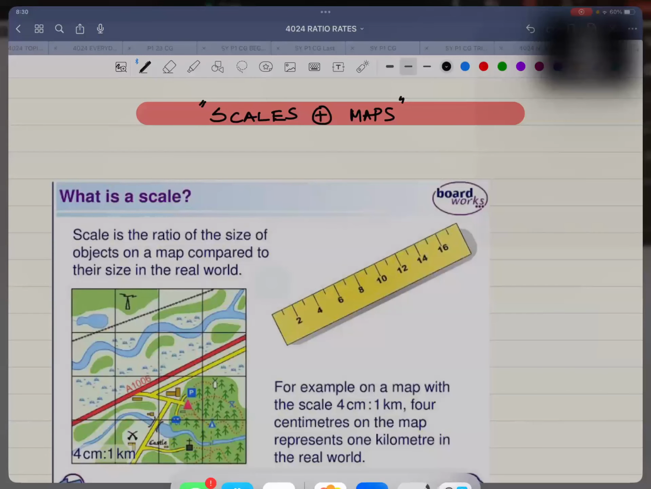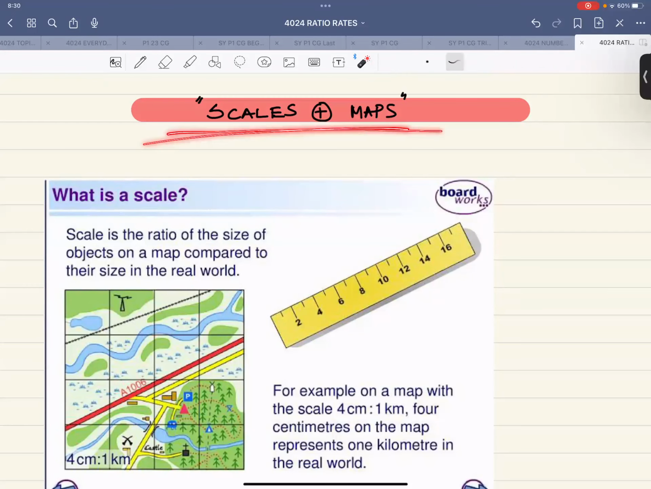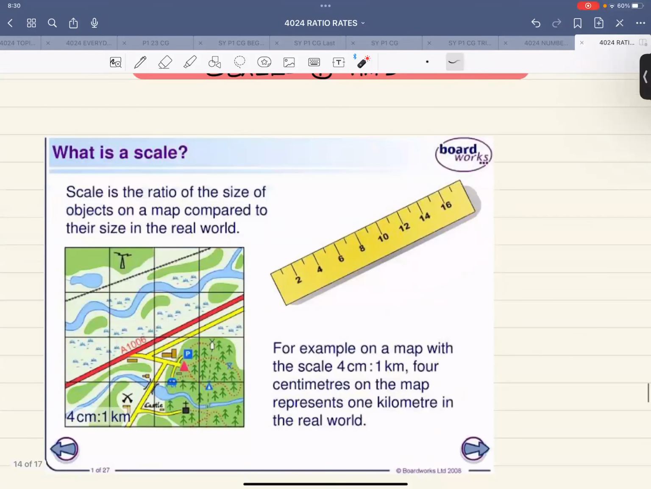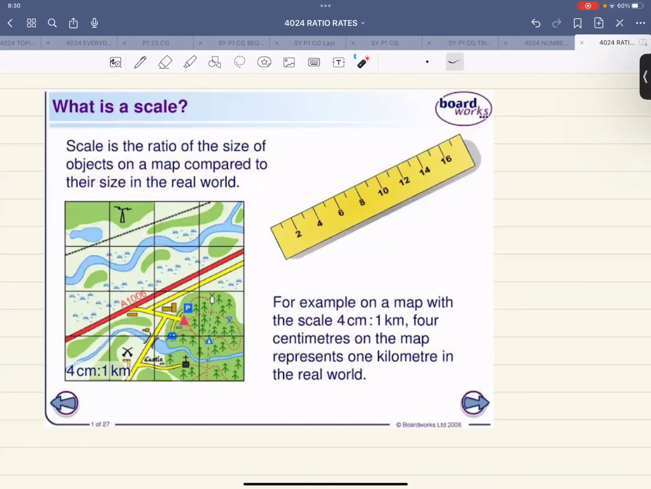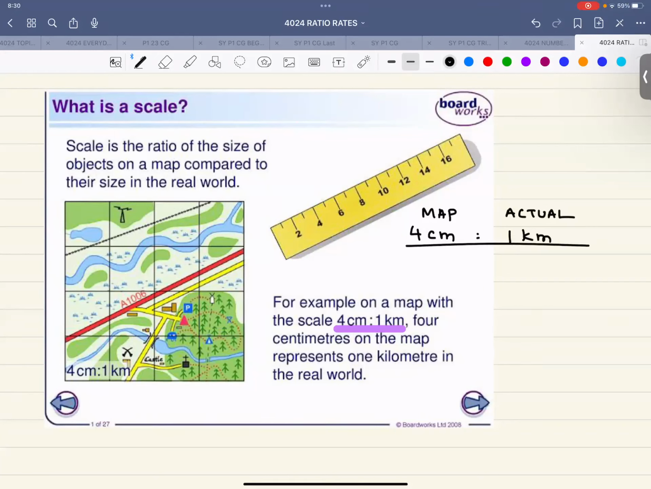Now let's talk about the concept of scales and maps. First of all, what is a scale? When we look at a map, let's say over here, they give us a scale as they have given over here. And that scale is 4 centimeters equals 1 kilometer. 4 centimeters on the map equals 1 kilometer in real life, in the actual world. Now, this scale changes from map to map.